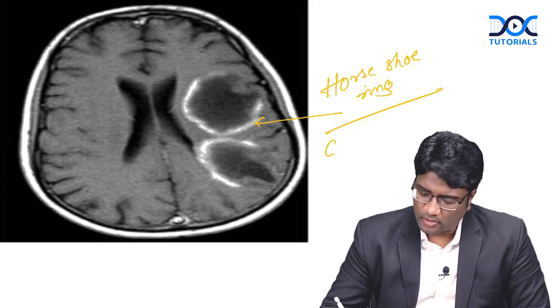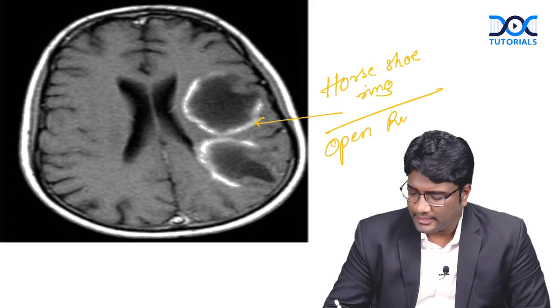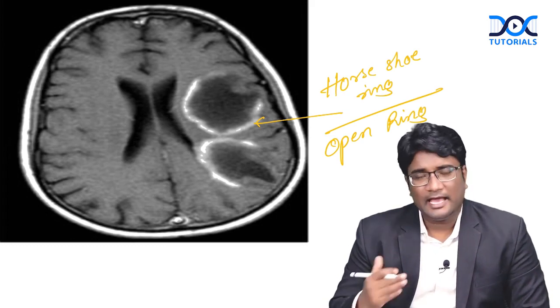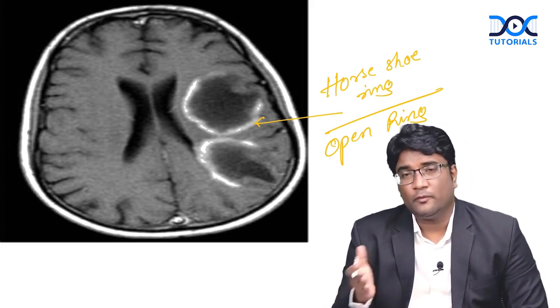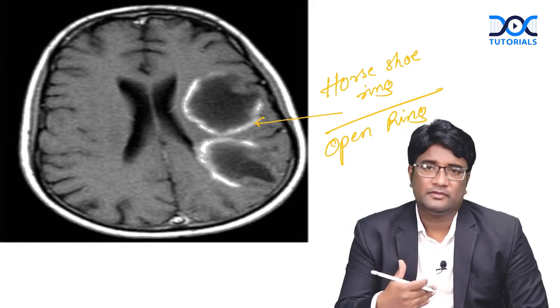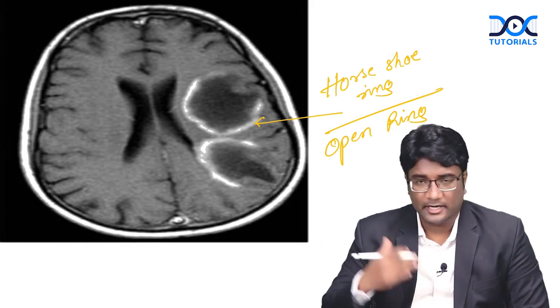Is it an open ring or a closed ring enhancement? It is an open ring enhancement, right? We'll have the enhancement towards the white matter of the brain. The active part of the enhancement will be towards the white matter of the brain, not the gray matter.